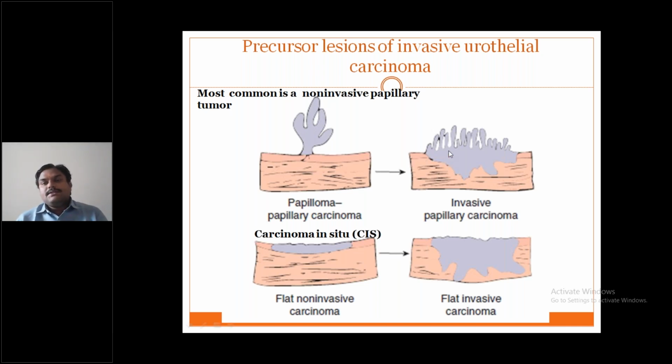Later on, the tumor will invade into the muscularis propria, then we call it invasive papillary carcinoma. Or sometimes, because of the mutation of p53, initially there will be disease in the lining mucosa, which is called carcinoma in situ, then it will invade. Then it's called a flat invasive carcinoma. So the tumor can come in different ways, and you should diagnose based on biopsy.